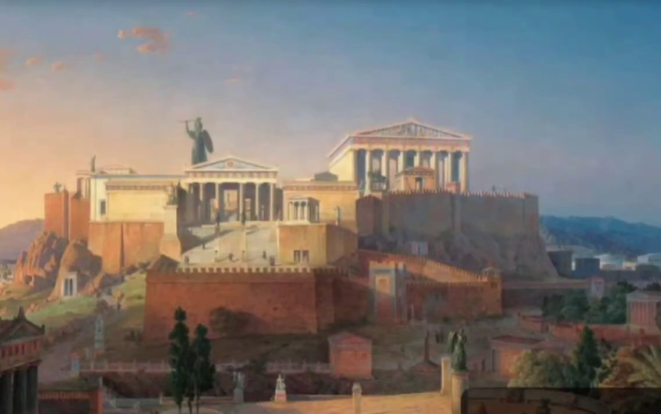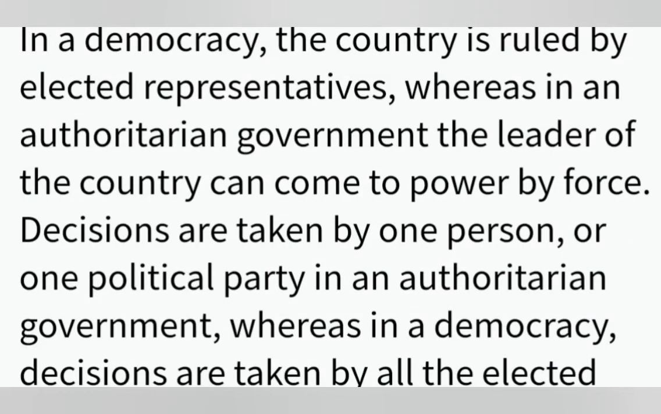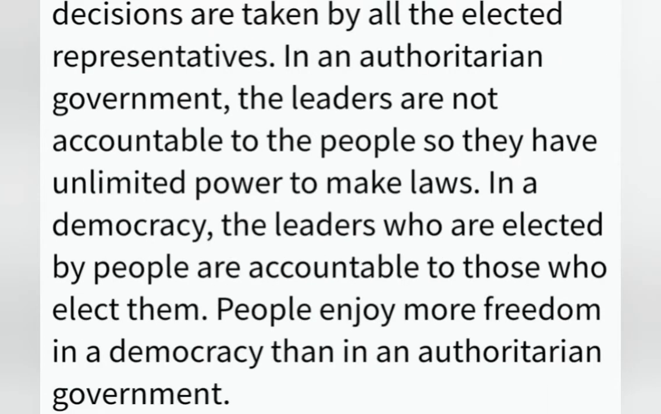Children, how are democratic governments different from authoritarian governments? In a democracy, the country is ruled by elected representatives, whereas in an authoritarian government, the leader of the country can come to power by force. Decisions are taken by one person or one political party in an authoritarian government, whereas in a democracy, decisions are taken by all the elected representatives. In an authoritarian government, the leaders are not accountable to the people, so they have unlimited power to make laws. In a democracy, the leaders who are elected by people are accountable to those who elect them. People enjoy more freedom in a democracy than in an authoritarian government.